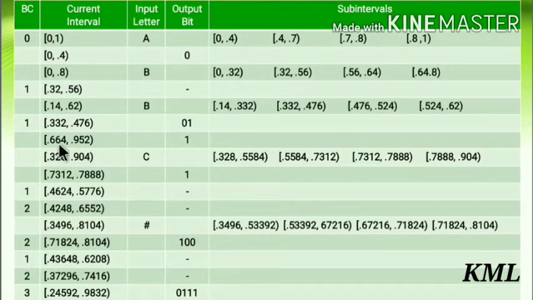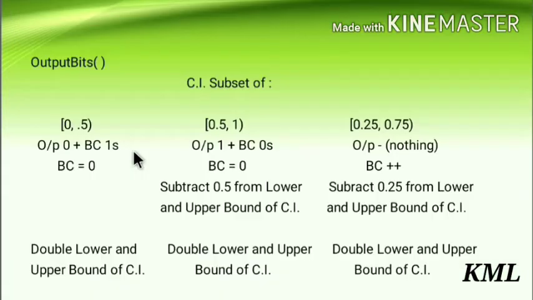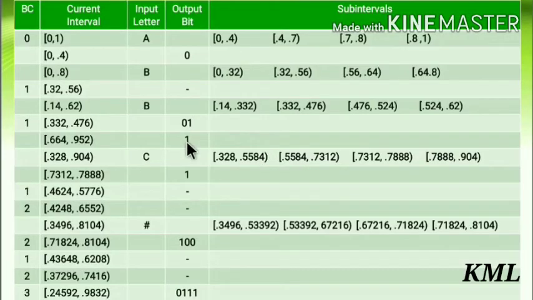So now you have to check this new interval with the algorithm. If you see, we have 0.6 and 0.9, which falls in this range. So what you do is output a 1 plus bit count number of zeros. After this step your bit count has become 0, so you don't have to output any zeros, and you get only 1.